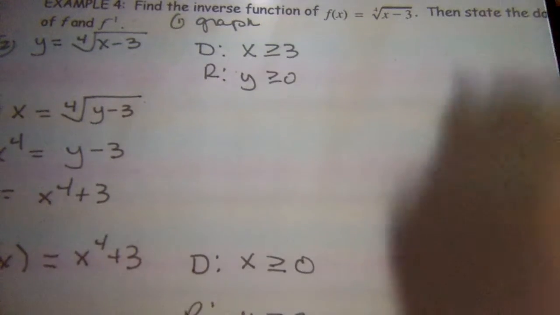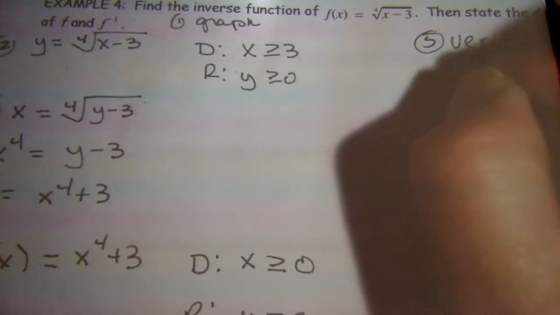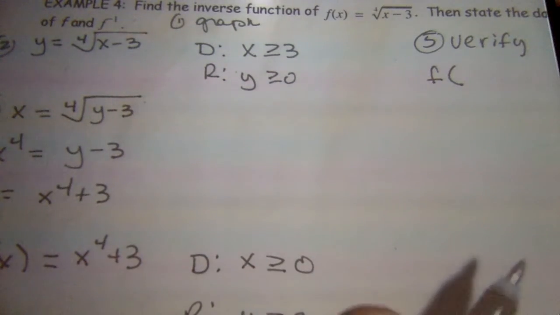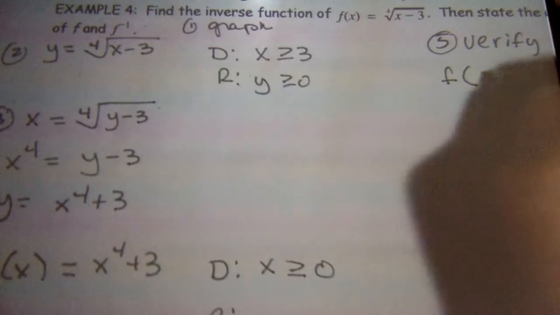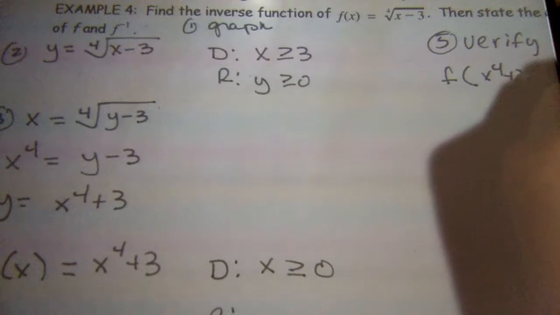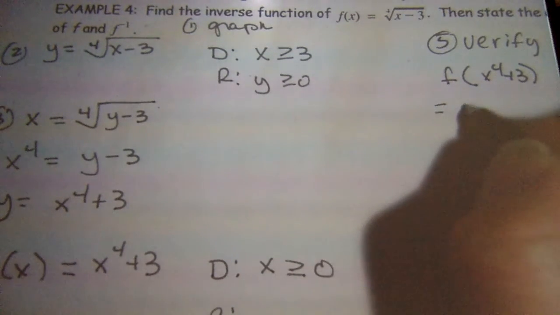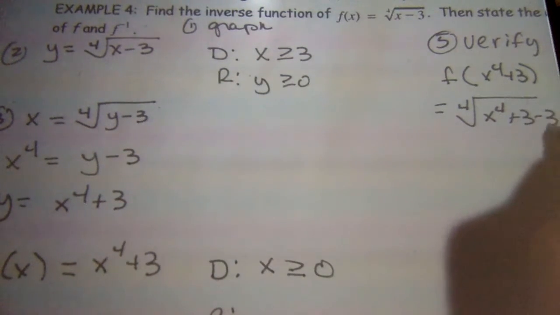That's the 4th. And then 5th, verify. That means you're going to take f. The 4th step was right here. It was replacing the f. Make it right that way. So f of x to the 4th plus 3 and then f inverse of the fourth root of x minus 3. So the fourth root of x to the fourth plus 3 minus 3.